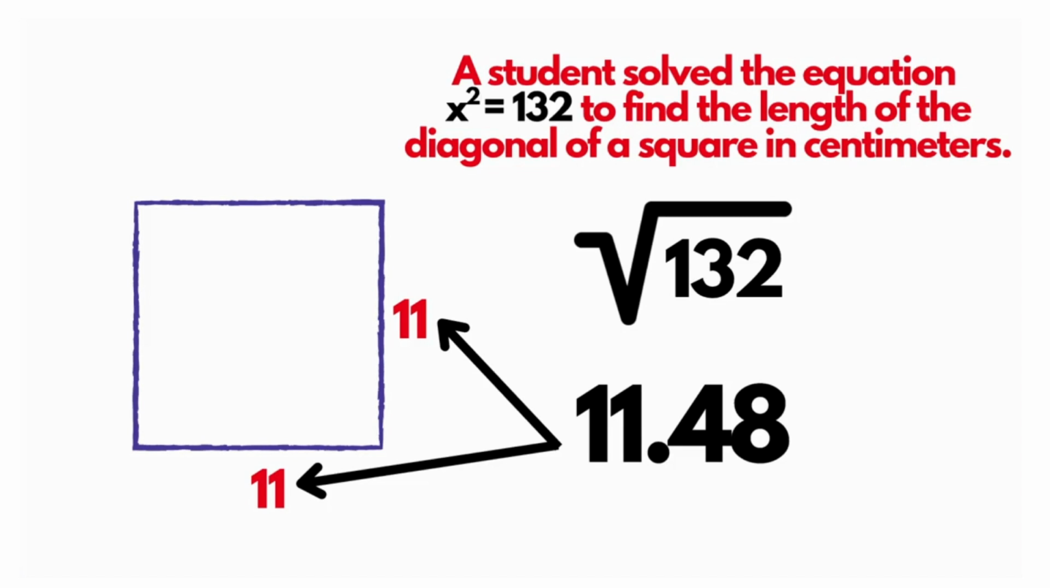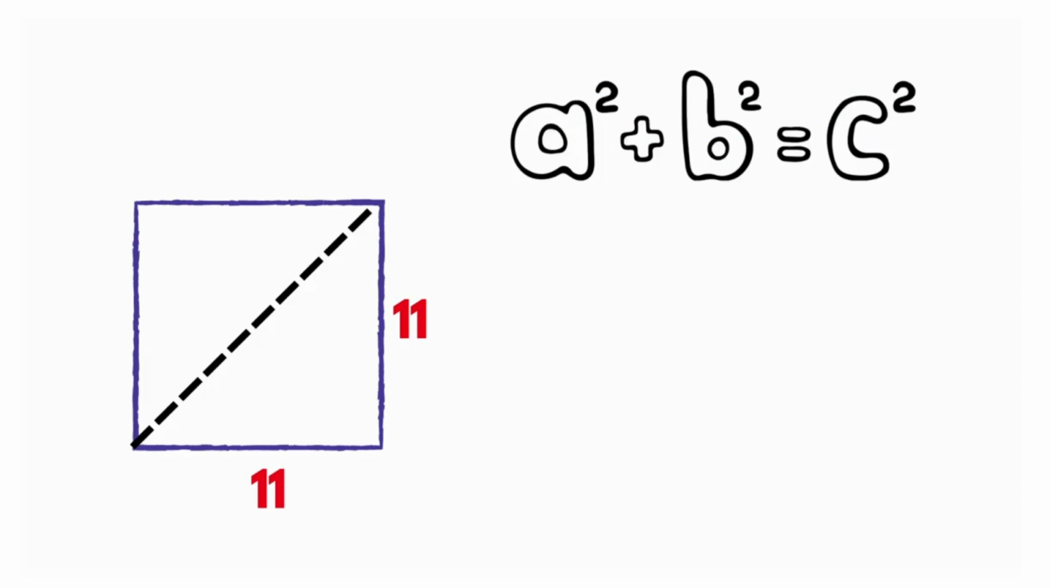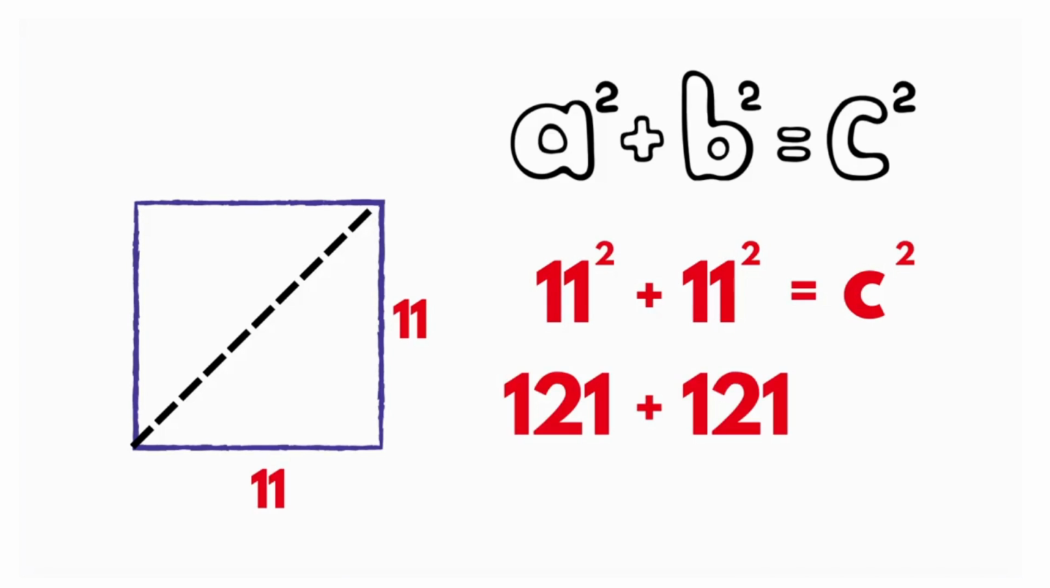So when we look at the diagonal of a square, we've got C. And it's the Pythagorean theorem again. So we know that we can solve that using a squared plus b squared equals c squared. So a and b are going to be 11. So 11 squared plus 11 squared equals c squared. Let's go ahead and calculate that really quickly. 11 squared is 121. We're going to do that twice and add them together. So we get 242 is equal to c squared.